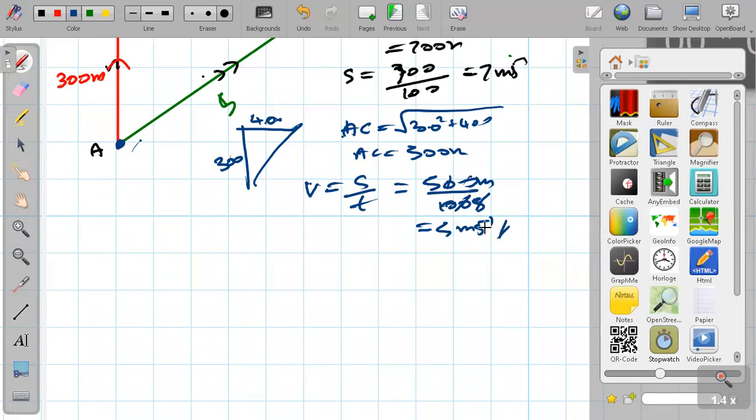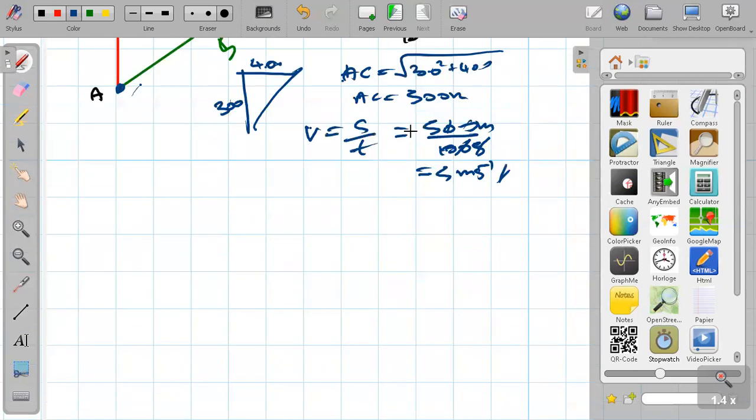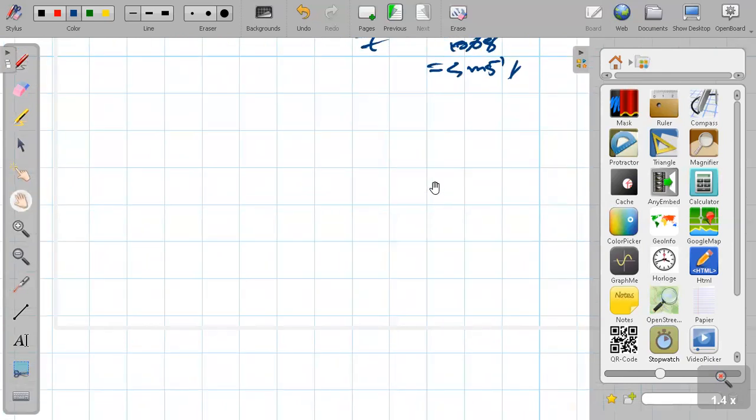Very simple one, but can you imagine the amount of time we wasted in regular classes? So these things are really actually nothing, very simple. So shall we just quickly move on to another thing called equations of motion, shall we? Yes, sir. Okay.